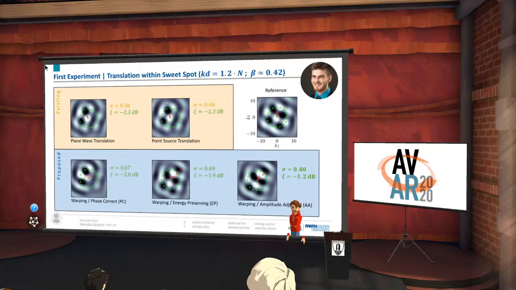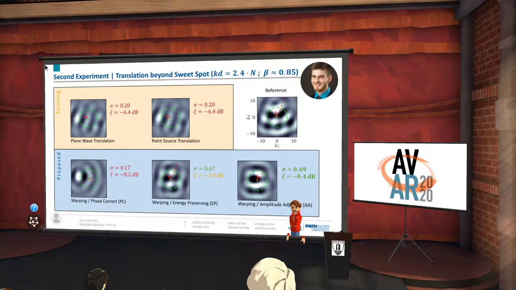But I think even more interesting is the case when we have translation or displacements out of the sweet spot. And this is what you see here in the second experiment. You see that all phase-correct variants totally fail, both in spatial similarity and the energy ratio. They all score very badly. But the proposed methods, the warping with energy preservation, and especially the warping with amplitude adjustment, score very high. Especially the amplitude adjustment has very good results here in this example, even for the energy ratio.